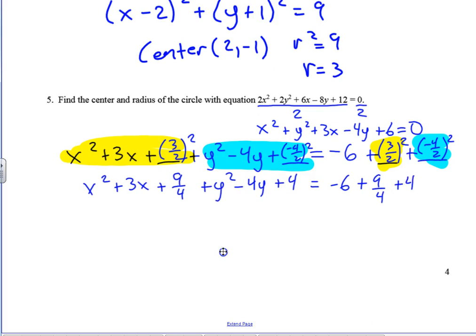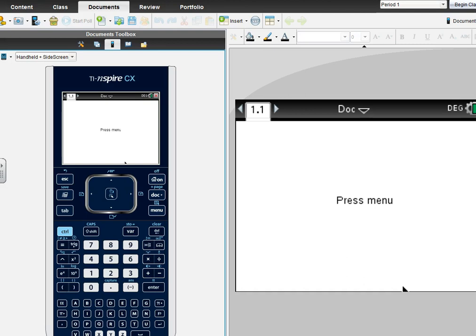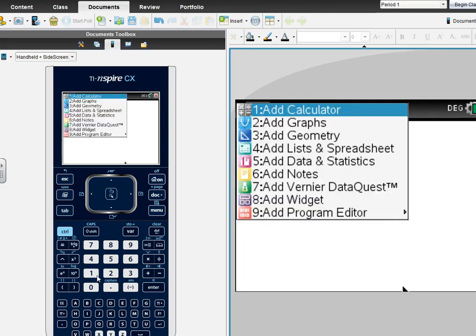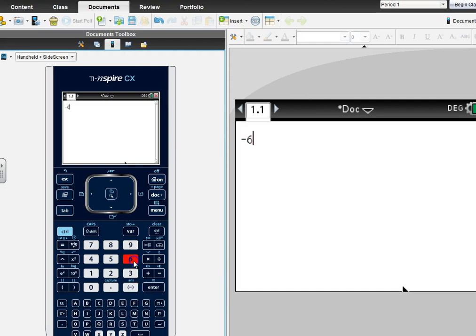So how do we rewrite this? So this would be x plus 3 over 2 squared plus y minus 2 squared. All I'm doing is taking the b and dividing it by 2, right? And so then I'm just going to put this in my calculator, negative 6 plus 9/4 plus 4. So negative 6 plus, little fraction template, 9 over 4, and then plus 4. Okay, so that's 1/4.